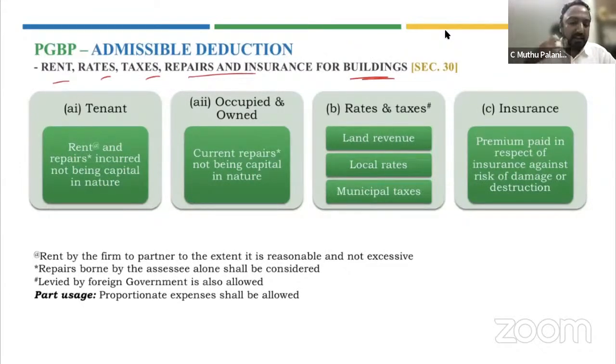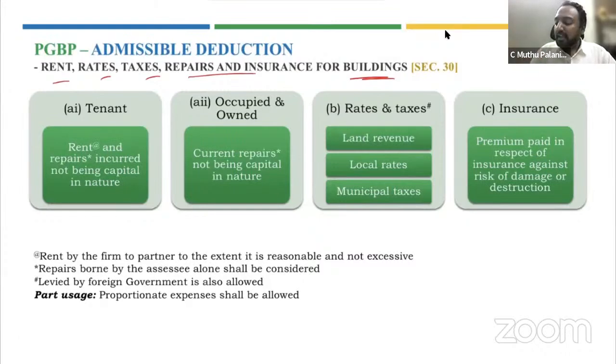The current repairs, when you say current repairs, it's revenue in nature. It's not capital in nature. And what about rates and taxes? Anything related to land revenue, local taxes, municipal taxes, anything related to the property which is towards taxes, is also covered. It need not be only India, it can also be rates and taxes of foreign governments.